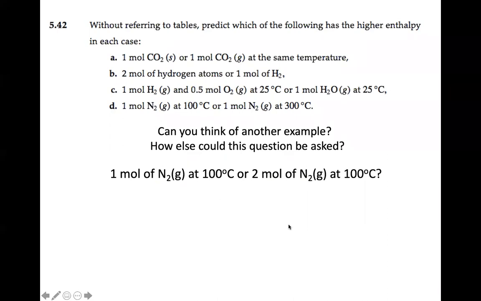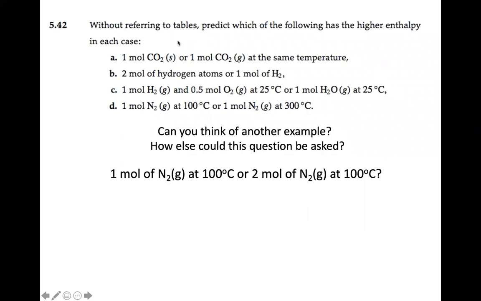So without looking anything up, which of these do you think has a higher enthalpy value? Take about 10 more seconds. So we got a pretty strong consensus that it's larger for the 2 moles versus 1 mole.